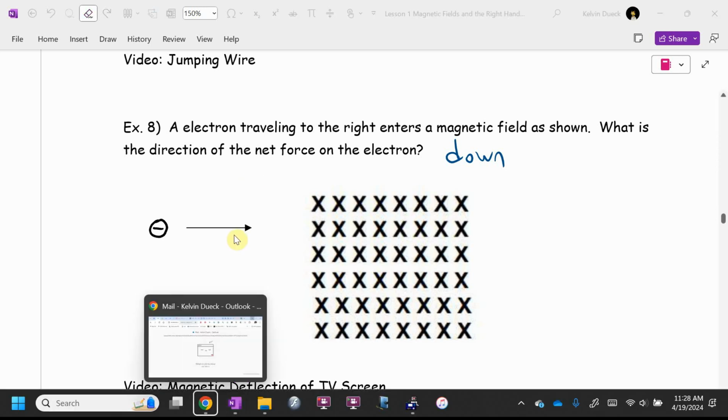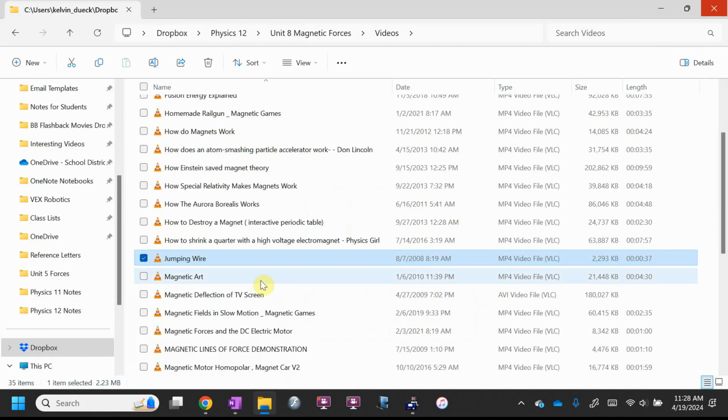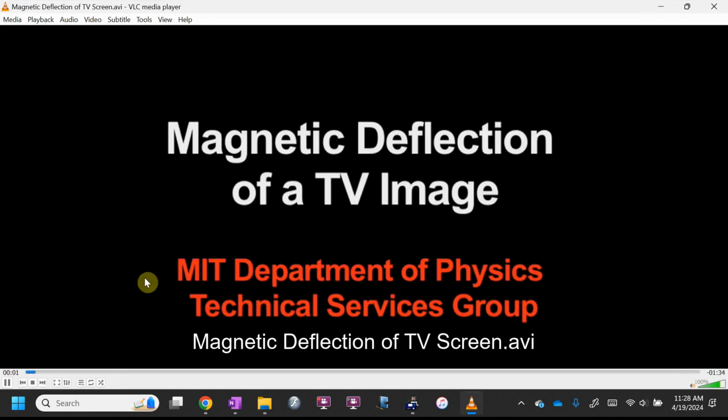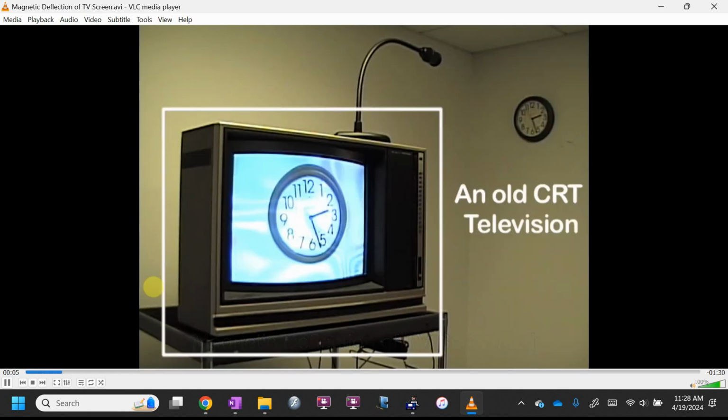A TV screen is actually just a bunch of electrons hitting the screen. If you bring a magnet nearby, it will deflect them. Don't do this with your TVs. It's not good for the TVs.